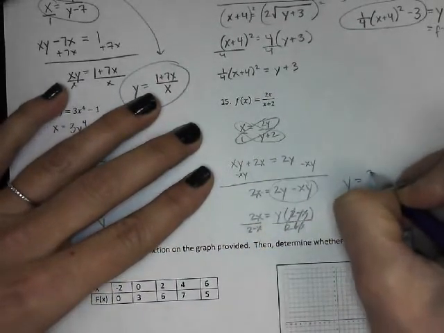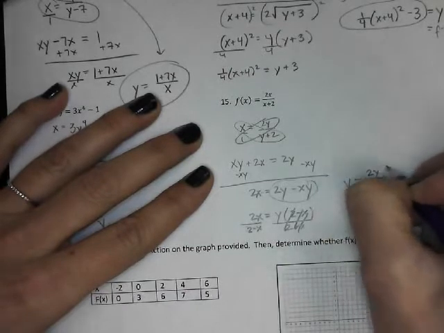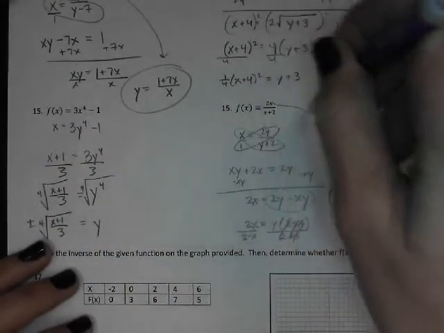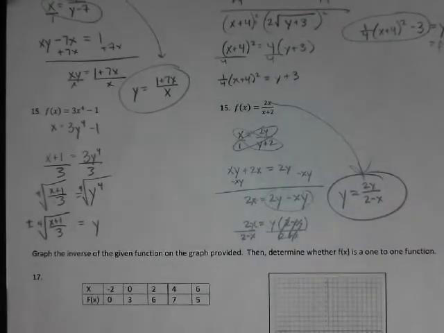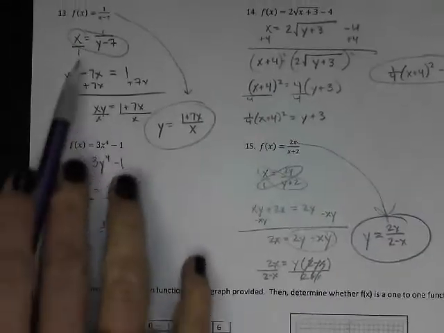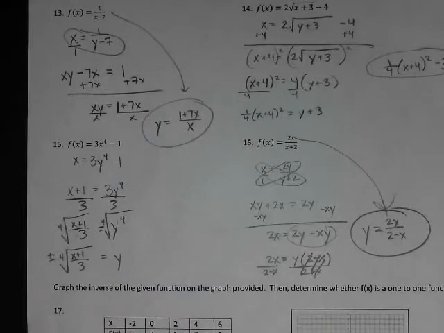So y equals 2x over 2 minus x. And again, the inverse of a rational is a rational, but that takes a little bit more work than this one because we had y's in two places.